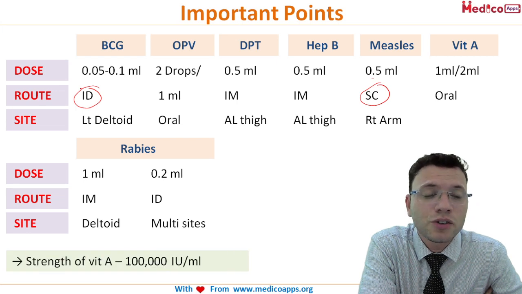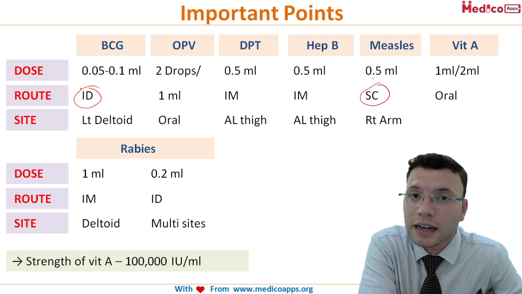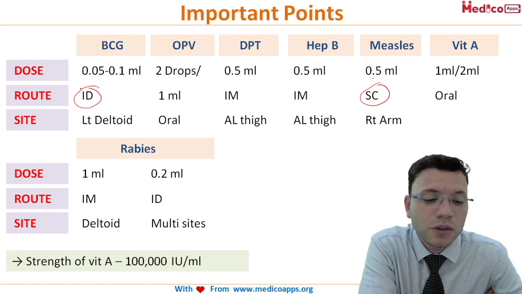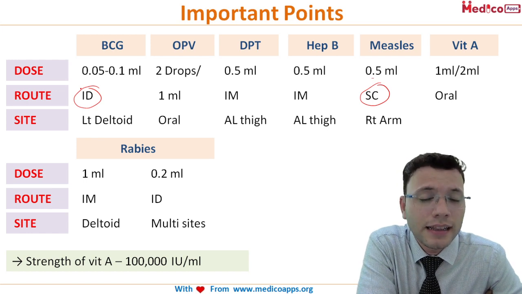Vitamin A, whereas, you remember that 1 ml is equal to 1 lakh international units, given at 9 months, and 2 ml is equal to 2 lakh international units, that is given every 6 months after 9 months till the age of 5 years.